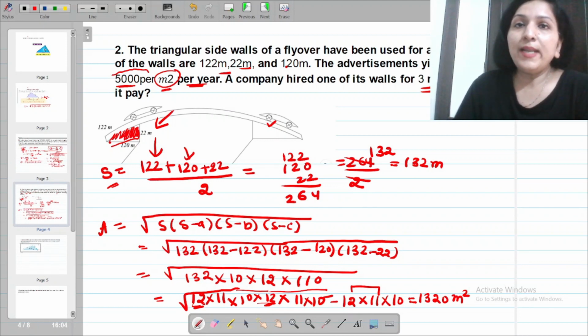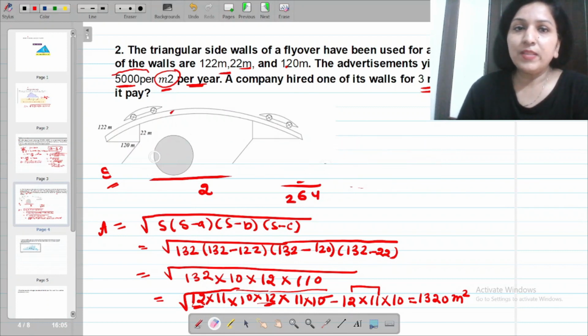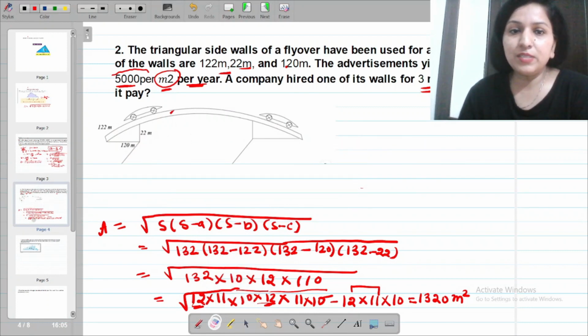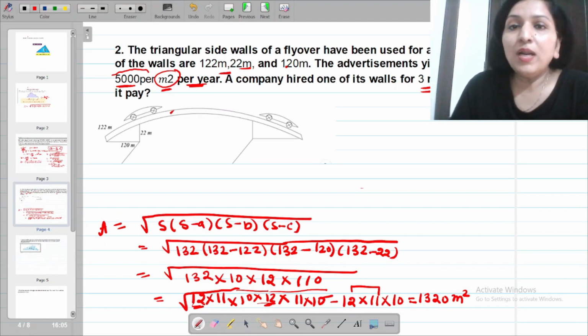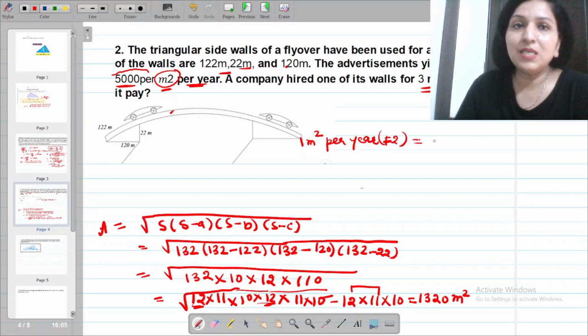Now we need to calculate how much rent is to be paid for this much area. Given information is how much. Now this part is a little technical, you might find it, but please pay attention. This much I hope you must have understood and written, so I am just erasing it out. Please have a look here. For 1 meter square per year, okay, per year means for 12 months, I'm just writing in the bracket, for 12 months. How much charges to be given? It is 5,000 rupees for 12 months.